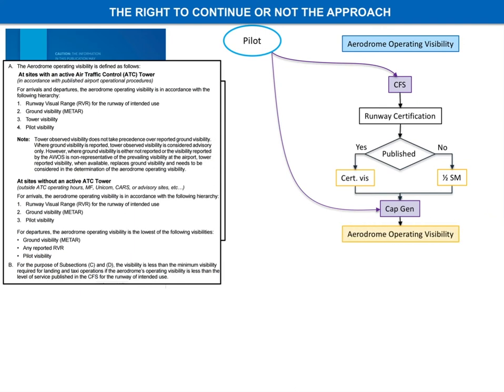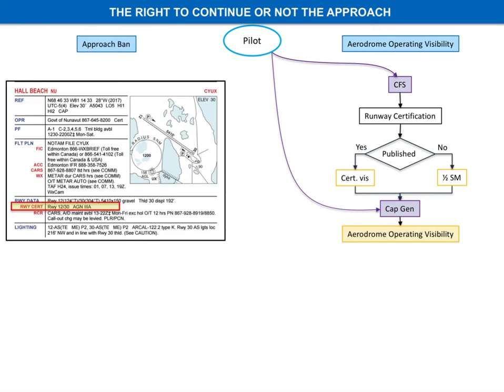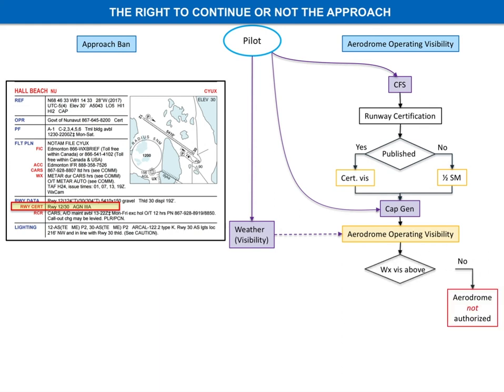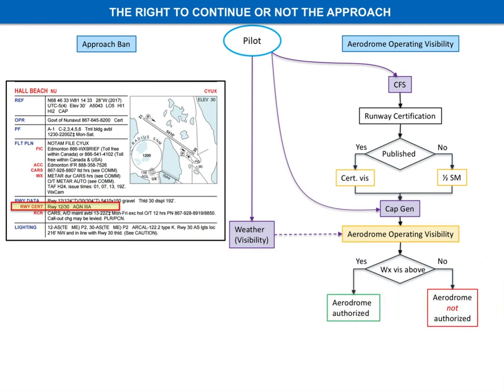Does the airport have an active control tower? Or is the tower closed? Perhaps there's no tower at all. Hall Beach Airport does not have a specified operating visibility. The reported visibility, therefore, has to be of at least half a mile. In other words, when the visibility goes below half a mile, we don't have a runway anymore. We have a concrete pad or a spacious parking lot, but we don't have a runway.